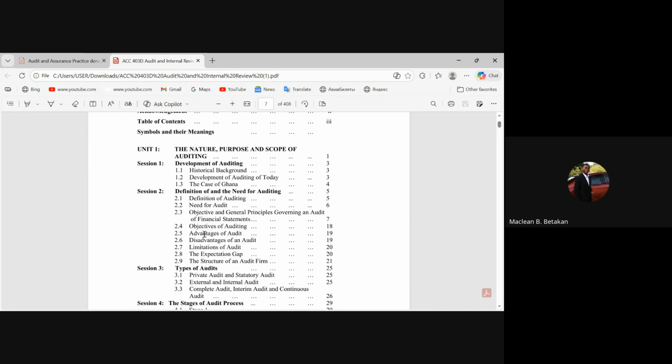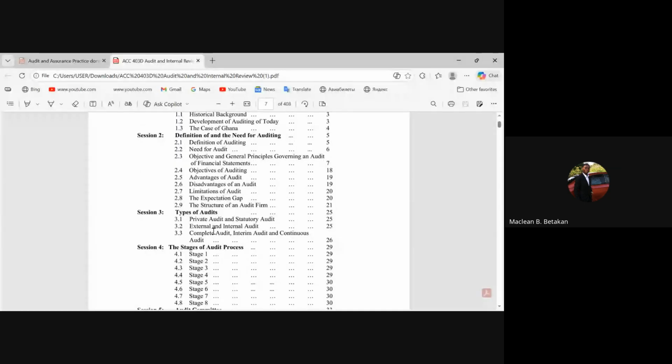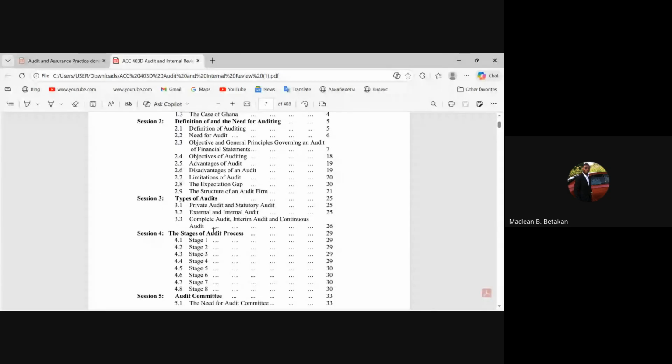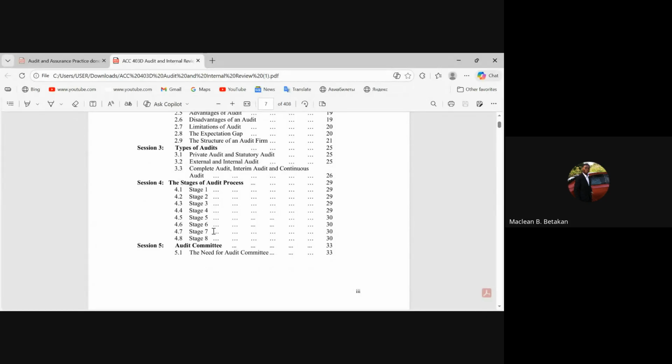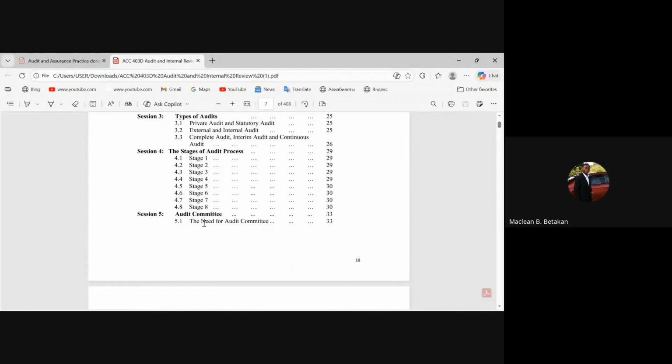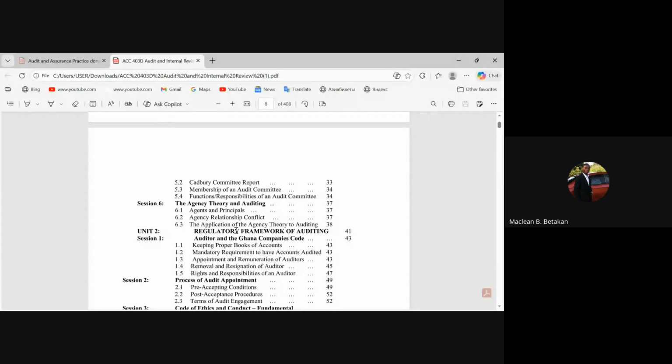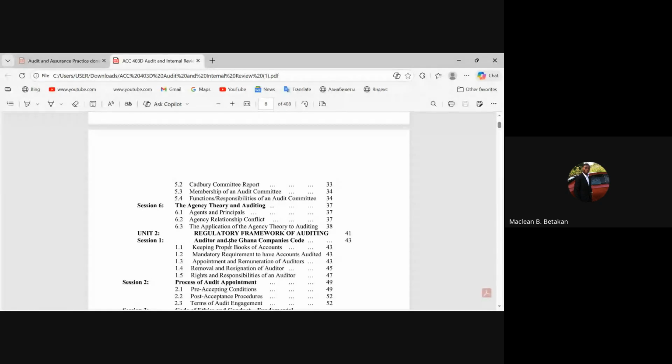We have the development of auditing and what auditing means, then types of audit, then the stages of audit process, and of course, audit committee. We'll look at agency theory, then that will be for today.